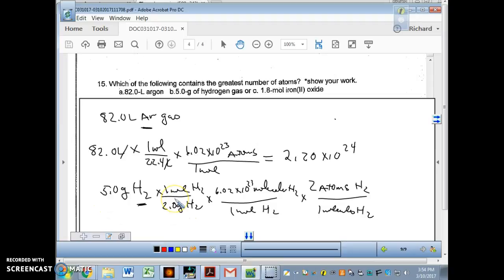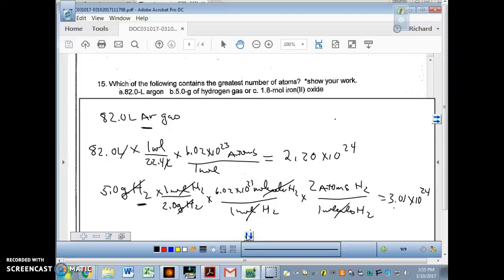Here we're going to take 5 divided by 2 times 6.02 times 10 to the 23rd times 2. So grams cancel, moles cancel, molecules cancel, and we have atoms. And this time I get a few more. I get 3.01 times 10 to the 24th. So this is more than this. Now this answer is actually smaller than this answer if you had not done this last step. So if we hadn't multiplied by 2 here, this would have come out 1.5 times 10 to the 24th, and you would have thought there was more here.